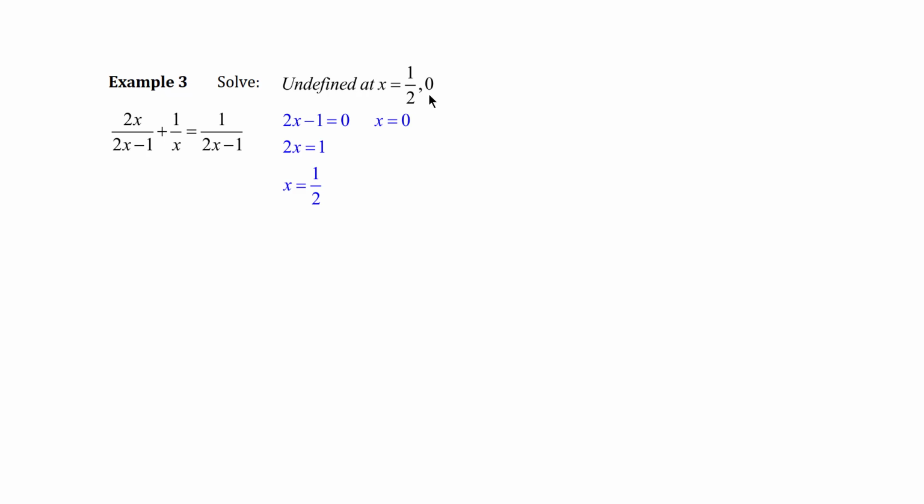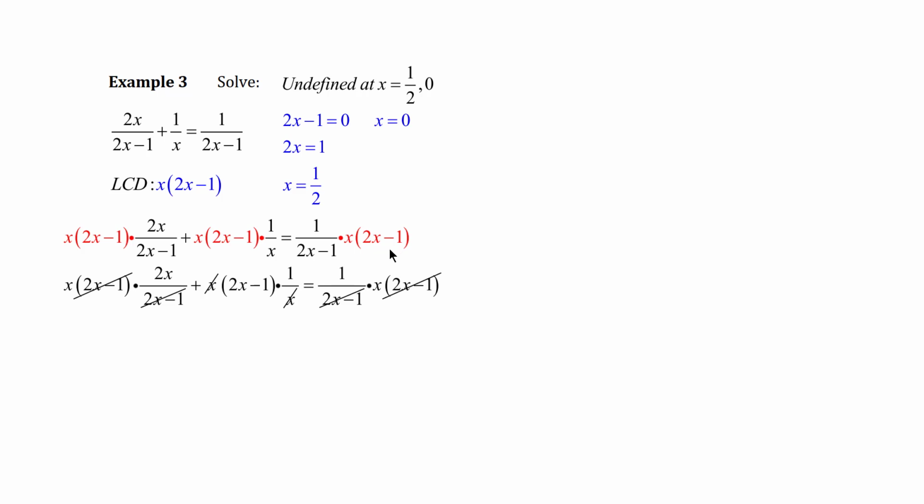Next, we get rid of all the fractions by multiplying each term by the LCD, x times the parentheses 2x minus 1. We get x times parentheses 2x minus 1 times 2x over 2x minus 1 plus x times parentheses 2x minus 1 times 1 over x equals 1 over 2x minus 1 times x times parentheses 2x minus 1.